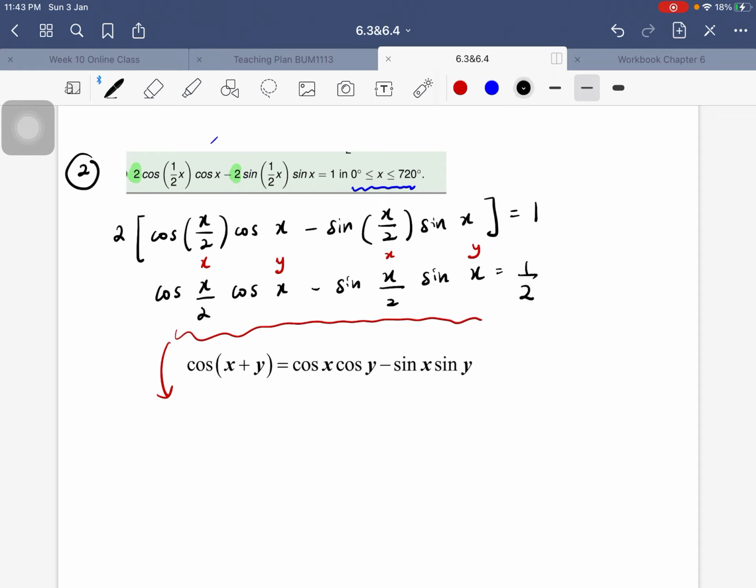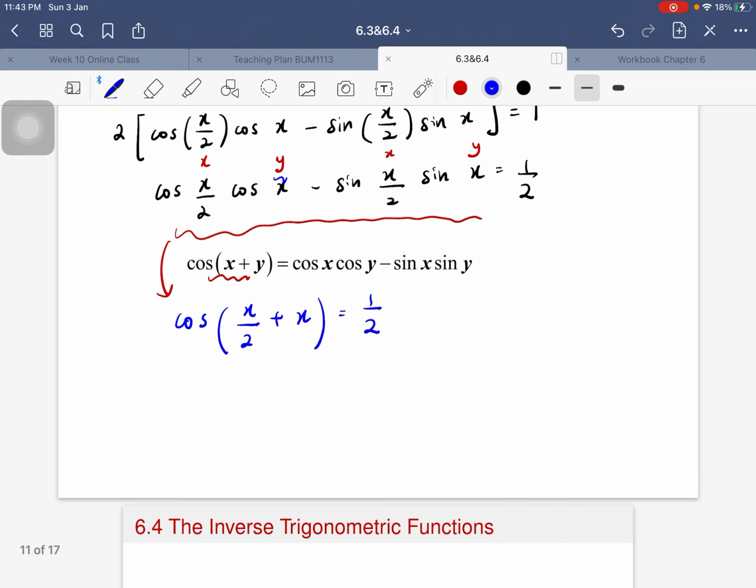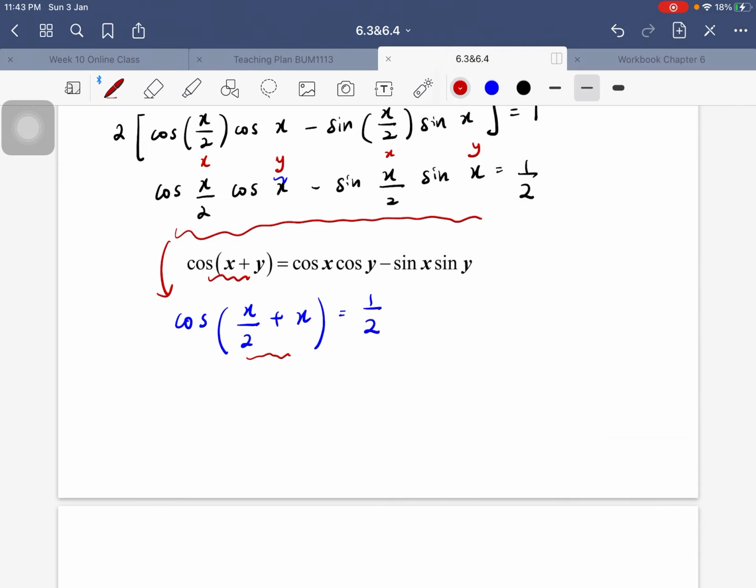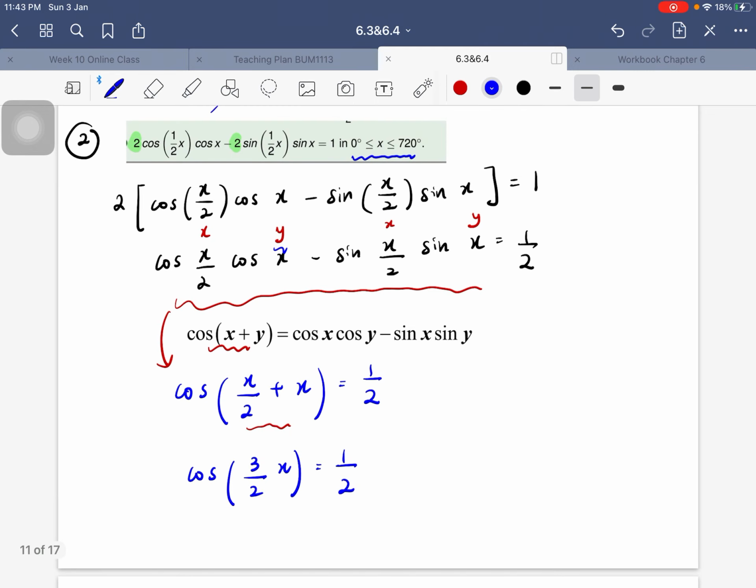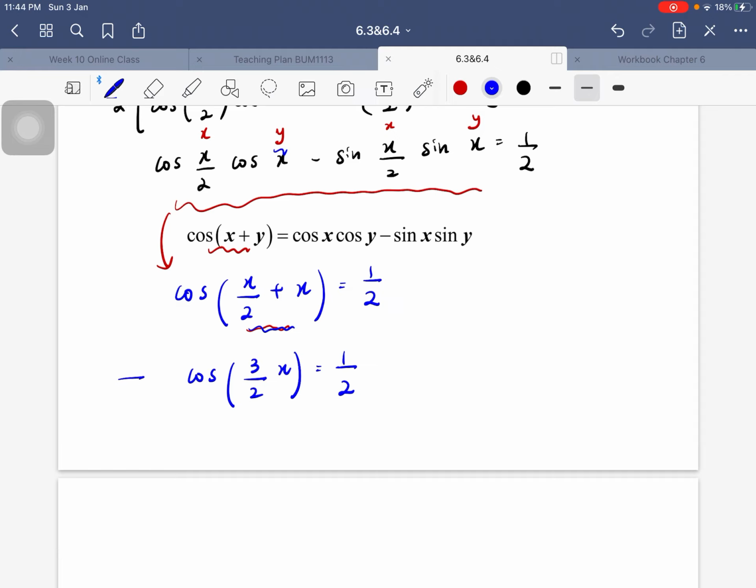So therefore, when I change this according to the formula, my cos x over 2 cos x minus sine x over 2 sine x is actually equivalent to this. So this is going to transform to cos of x plus y. What is x? x is going to be x over 2. And what is going to be y? y is going to be x, and that is going to equal 1 over 2. And if you notice inside here, I can easily perform this operation and simplify them. I can write this as cos of 1 over 2x plus 1x, that is a half plus 1, so that is going to be 3 over 2x, and that is going to equal 1 over 2. So now, like we previously started with a very complicated equation, by using the property and by doing the operation inside here, we come across something that we can easily solve.